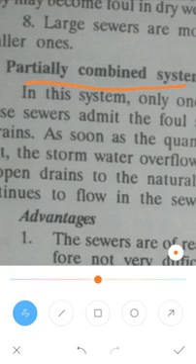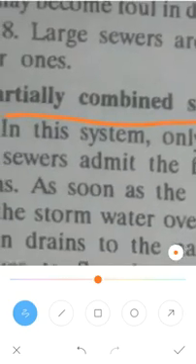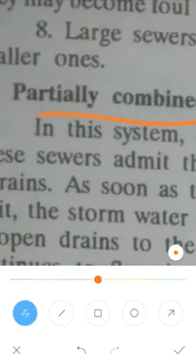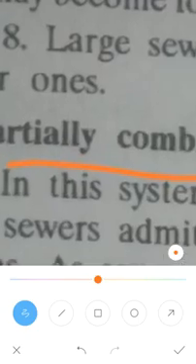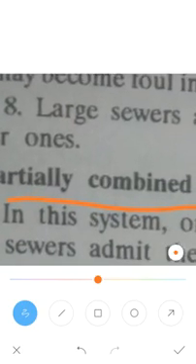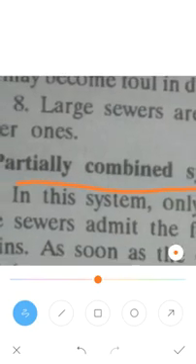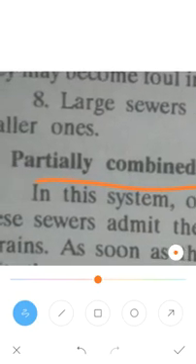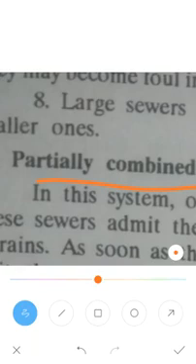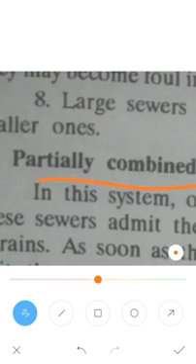So in this partially combined system, there is only one set of underground sewer system. In these sewers which are laid, the foul sewage is admitted, as well as the washing, which is done by the rainwater.